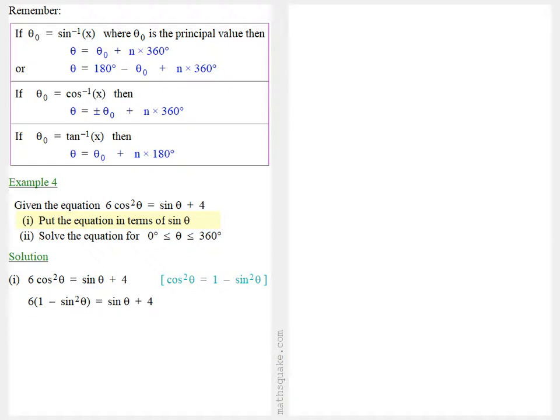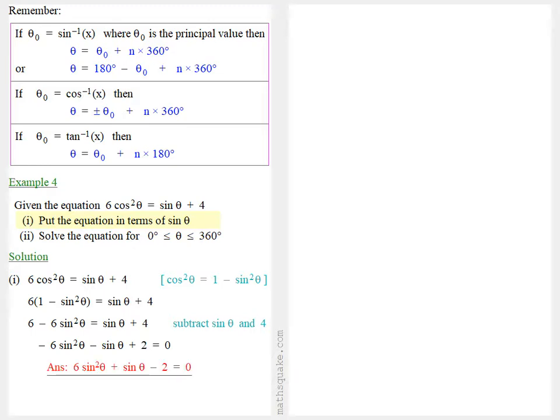and then we can expand the brackets, and this gives us 6 minus 6 sine squared theta equals sine theta plus 4. And if we subtract sine theta plus 4 from both sides, we end up with minus 6 sine squared theta minus sine theta plus 2 equals 0. So if we change the sign all the way through, we get 6 sine squared theta plus sine theta minus 2 equals 0.